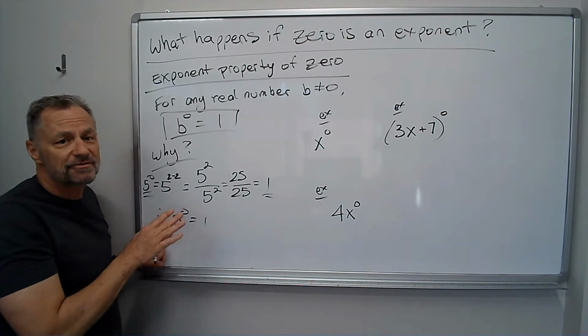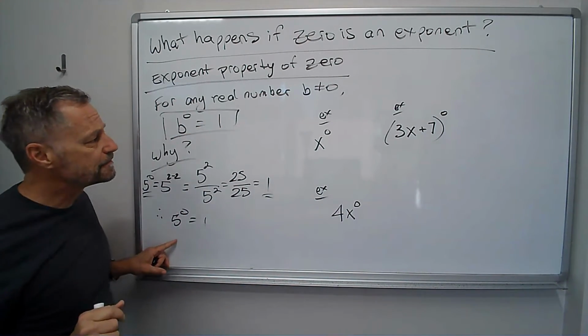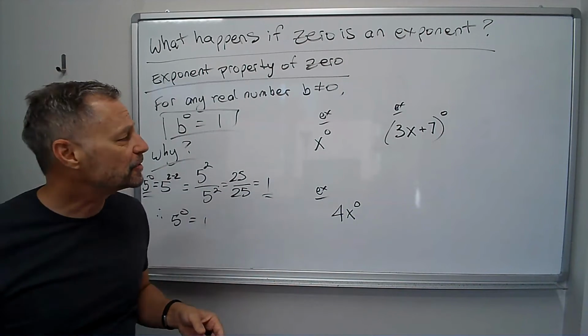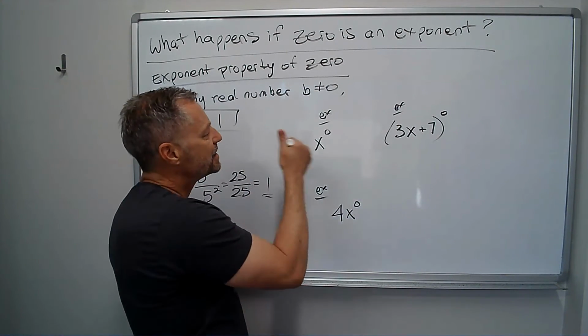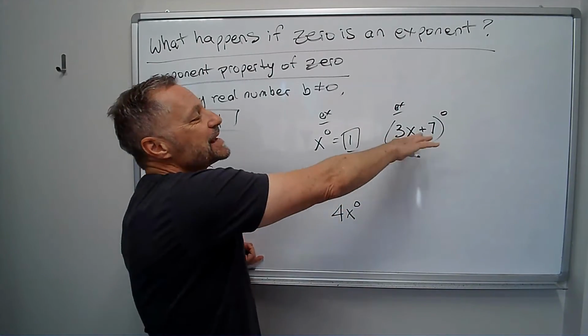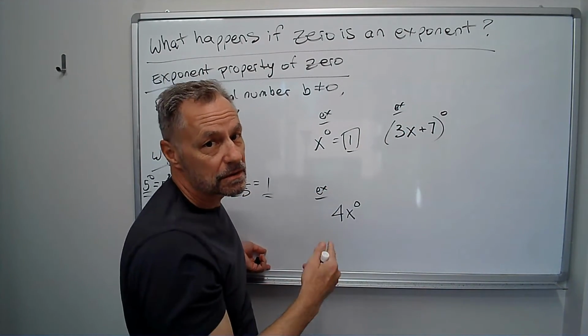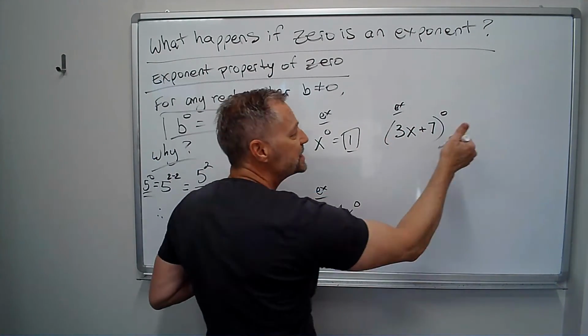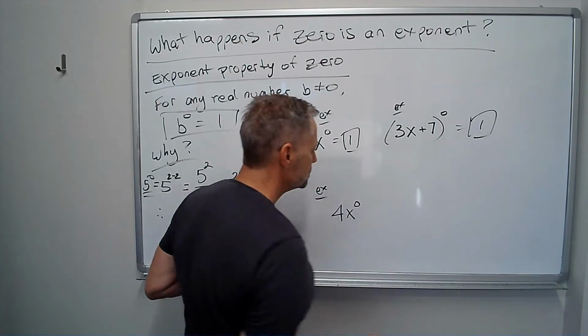0 to the 0 is undefined. That's why we say the base can't be 0. Let's look at some examples. What's x to the 0? Well, by that property, it's just 1. What about 3x plus 7 to the 0? Same thing. This whole thing's the base, so that's just 1.